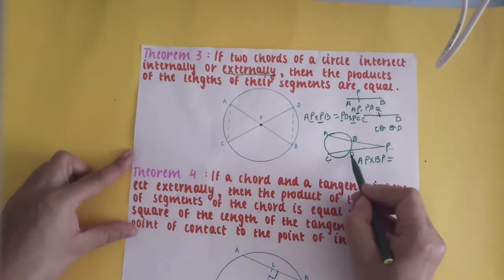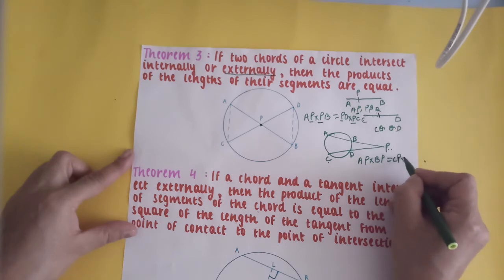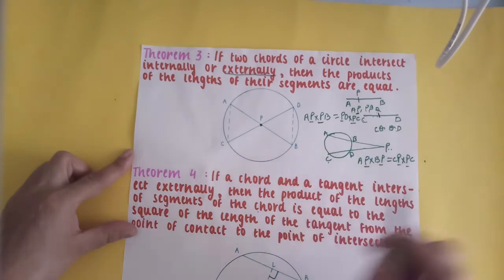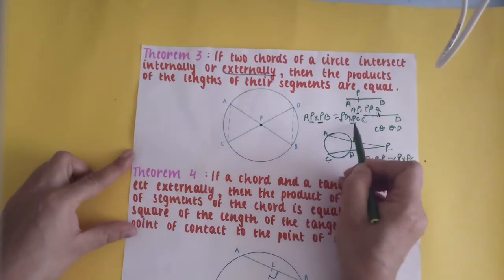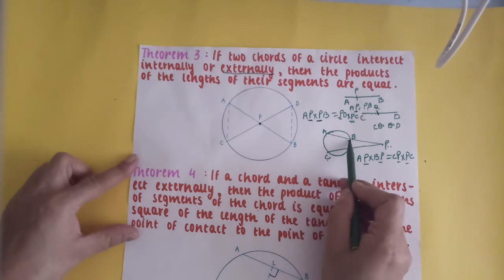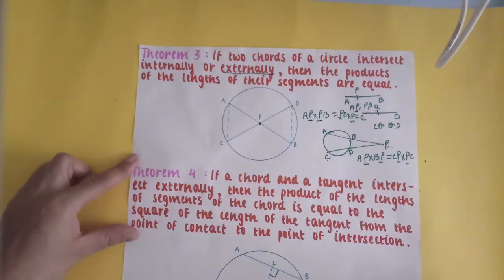It can't be CD into DP. So CP into DP. You saw that P is throughout there. Why? Because of this P, the chord AB is divided into two segments. One is AP, another is BP. That you have to keep in mind.